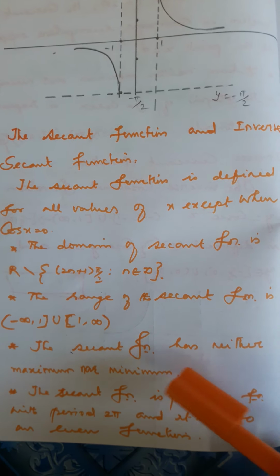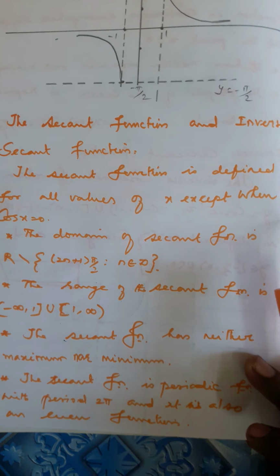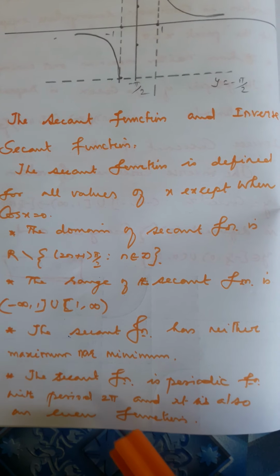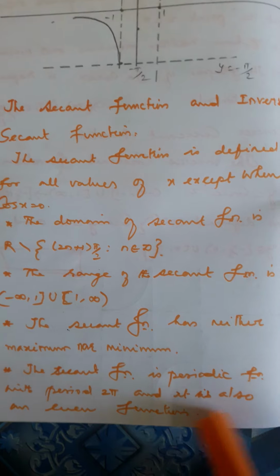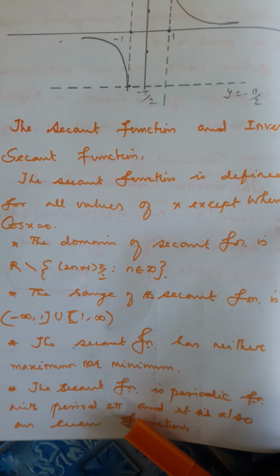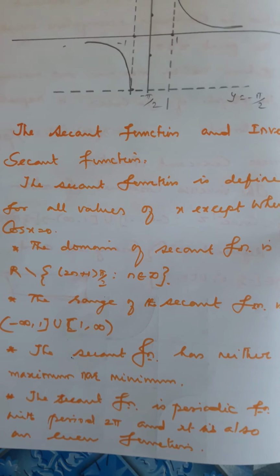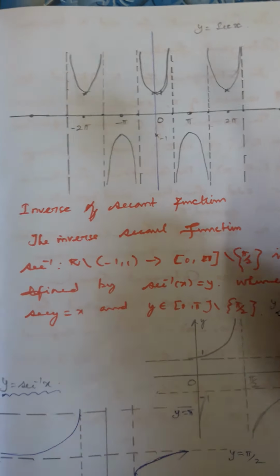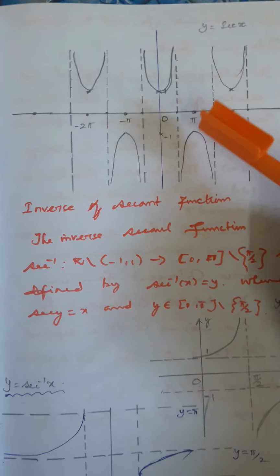The secant function has neither maximum nor minimum value, and the secant function is a periodic function with period 2 pi, and it is also an even function. Cos and secant are the only even functions; all other functions are odd functions. Now, the graph of secant x is like a parabola, right?